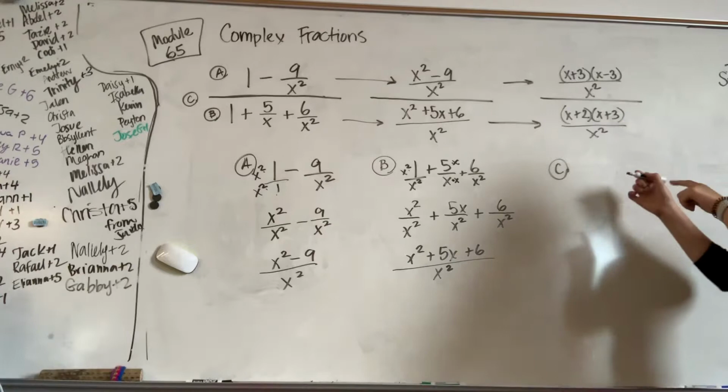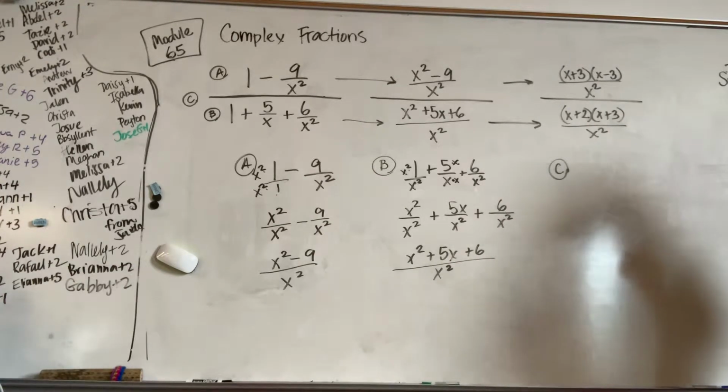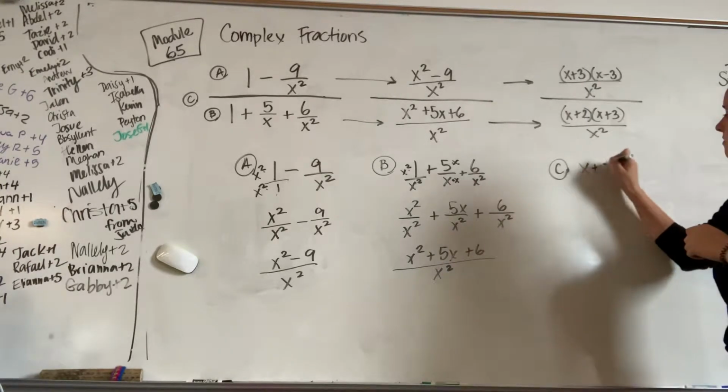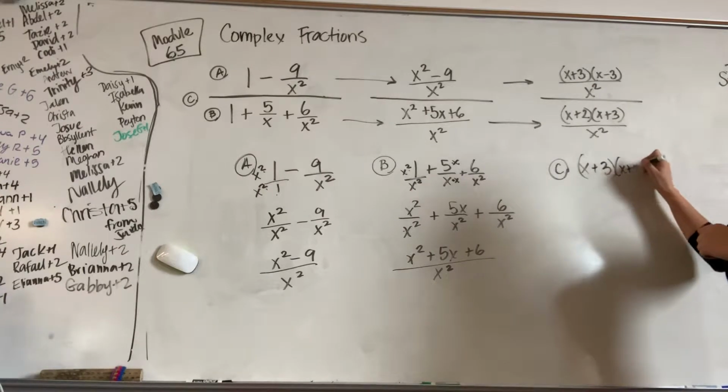I'm a visual learner, so instead of writing it that way, so I don't get confused, can I just write it as x plus 3 and then x minus 3 over 2?